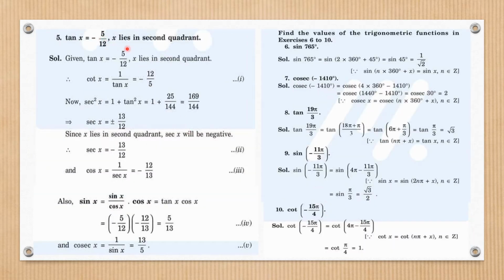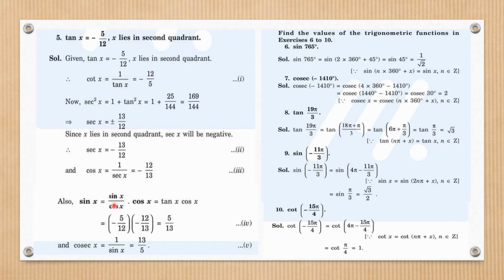Tan x is minus 5 by 12, x lies in the second quadrant. So cot is 1 upon tan, that is minus 12 by 5. Now secant square is 1 plus tan square x, so secant x is plus minus 13 by 12. x is lying in quadrant number 2, so secant is negative. So it is minus 13 by 12. Reciprocal of it is cos, cos is minus 12 by 13.